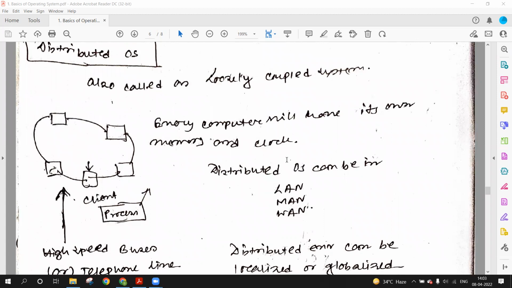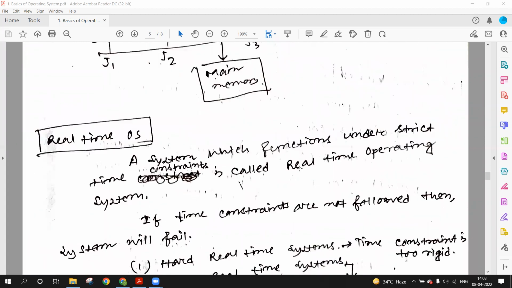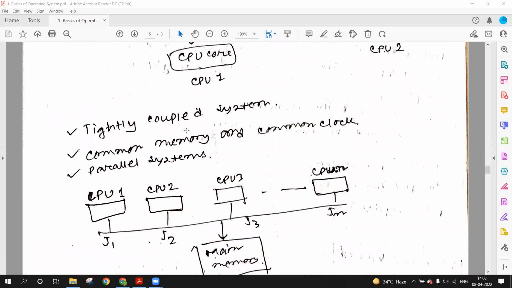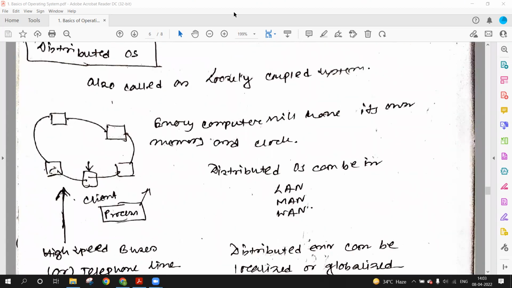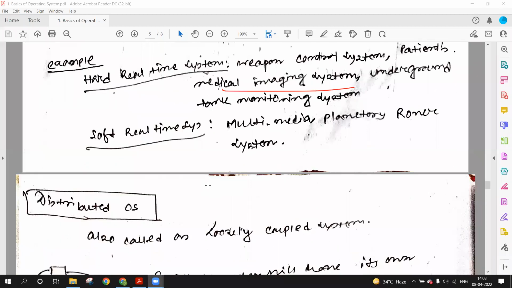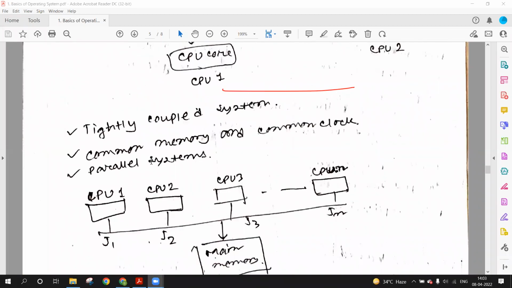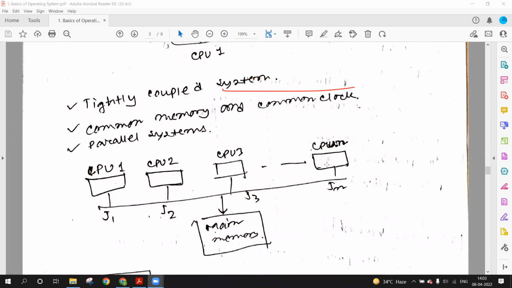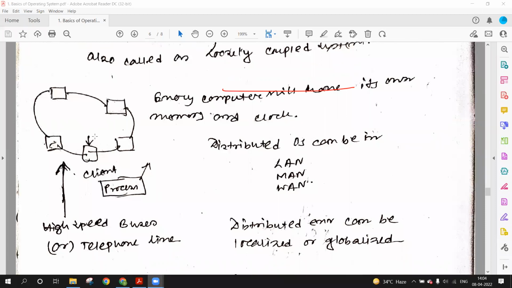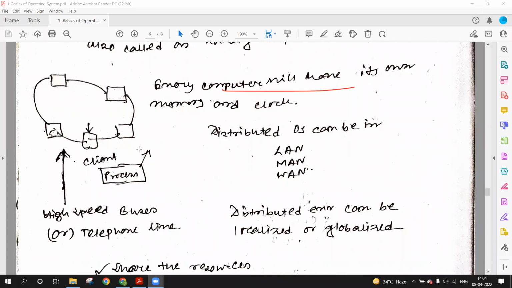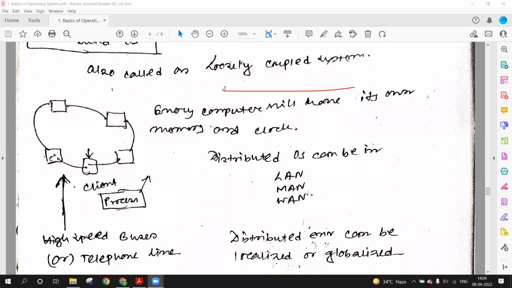And next one is distributed operating system. This is called loosely coupled. Here it is called tightly coupled, which is a multiprocessor operating system. A multiprocessor operating system is a tightly coupled system, and a distributed operating system is a loosely coupled system. Every computer will have its own memory and clock, but in a multiprocessor you can see common memory and common clock. As each computer has its own memory and clock, this is flexible, so this is loosely coupled.